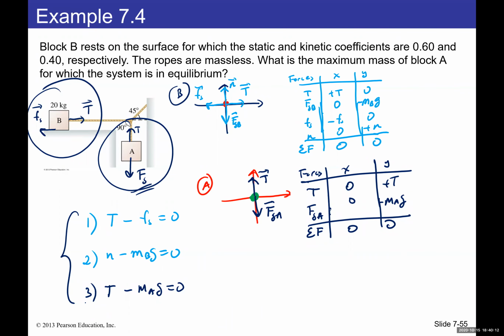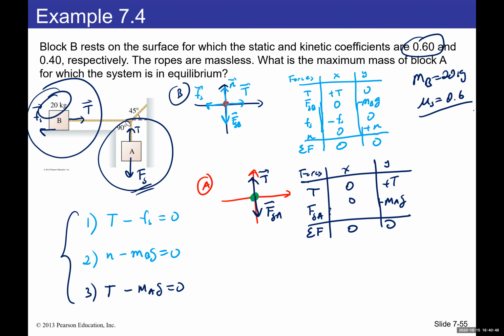My goal here is to find the mass of A. I'm given the coefficient of static friction, and also the mass of block B, which is 20 kilograms. So I'm given those 2 pieces of information, and I need to find the mass of block A. I'm given MB, which is 20 kilograms, and the coefficient of static friction, 0.6. We're given both coefficients, but we have to understand that if you're talking about equilibrium, we have to use static friction.